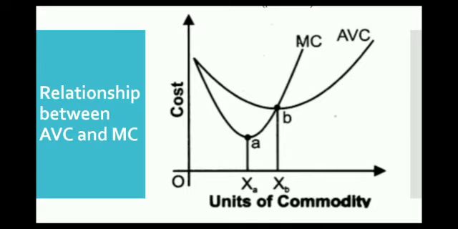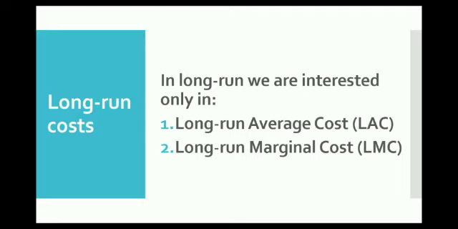Next, long run cost. In the long run, all factors of production are variable. There are no fixed costs. There is enough time for businessmen to make all the adjustments that they wish to make. In the long run, the firm can build a new plant more suitable to the larger output level. In the long run, we are interested only in the long run average cost curve, that is LAC, and long run marginal cost, that is LMC.